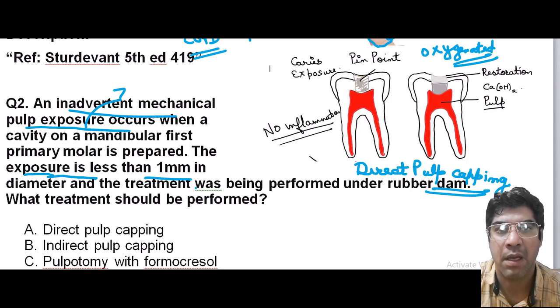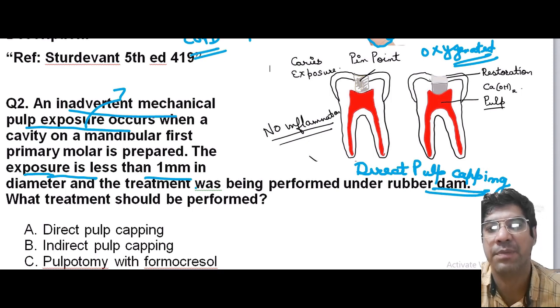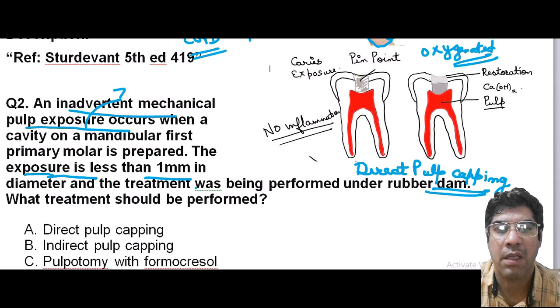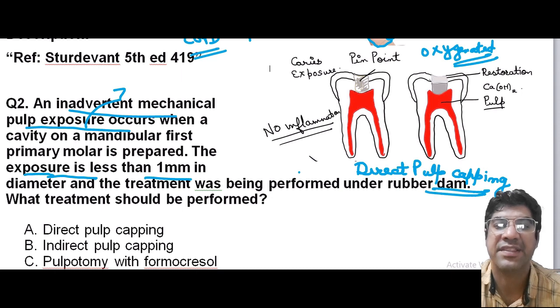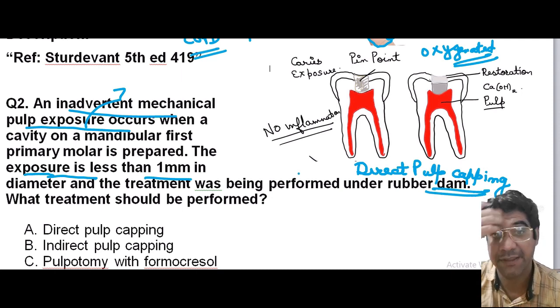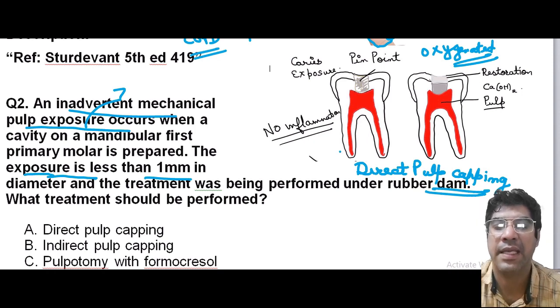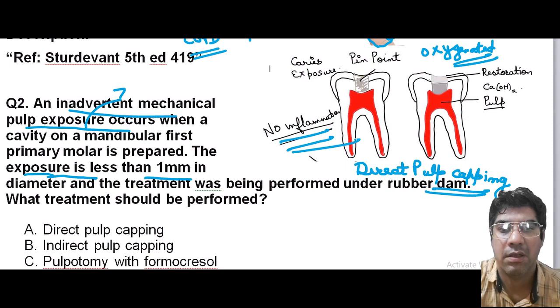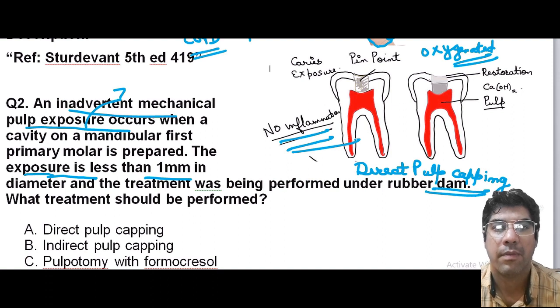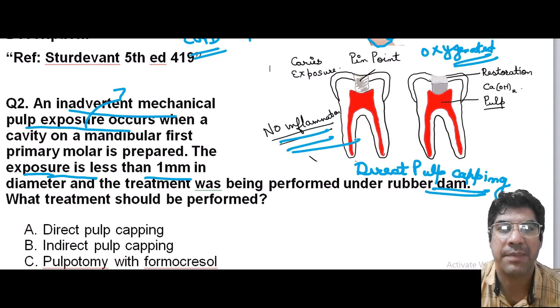The pulp should be vital, and the exposure should be less than 1 mm in diameter. A biocompatible material like calcium hydroxide is applied directly over the exposed pulp to create a barrier and encourage the pulp to heal. Direct pulp capping is successful when the exposure is minimal and there is no evidence of infection or inflammation. Whereas indirect pulp capping is performed when the dental pulp is not directly exposed, but is at risk due to deep caries present near the pulp chamber.